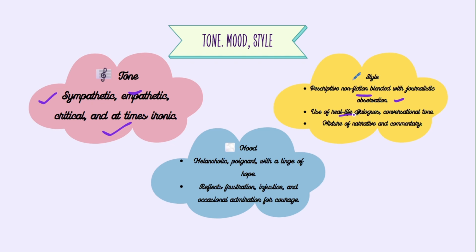Use of real life dialogues and conversational tones, a mixture of narrative and commentary. So this is the writing style of Anees Jung. The mood of both the stories is melancholic, which is sad, poignant with a tinge of hope. Sad with a little hope in the eyes of both the children, Saheb and Mukesh.